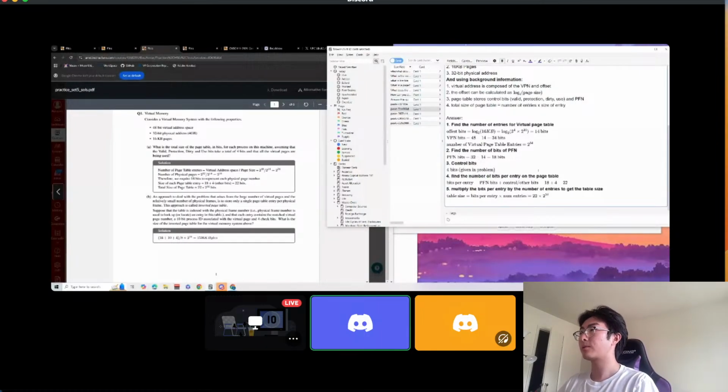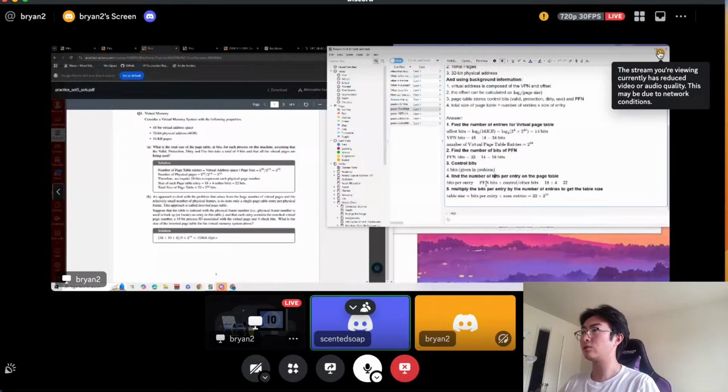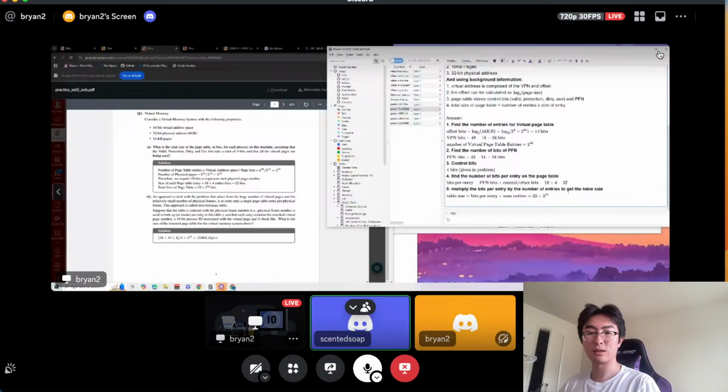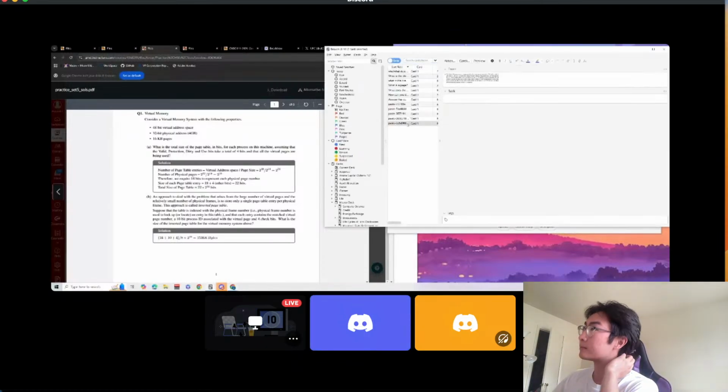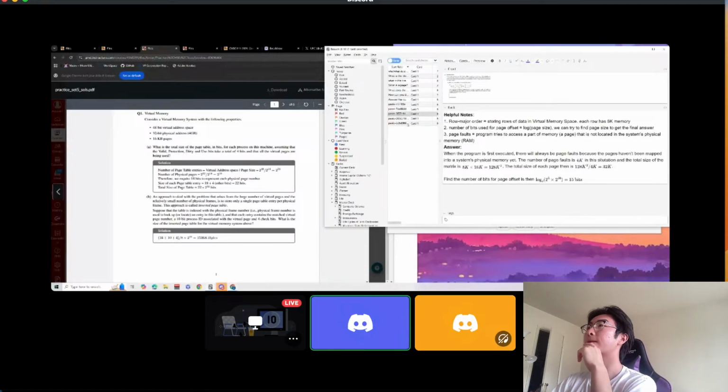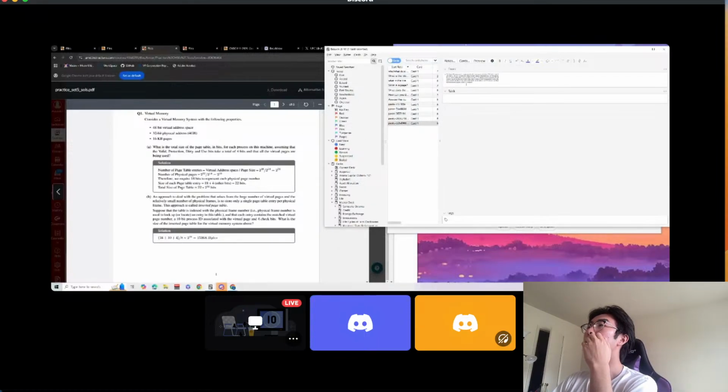So we found the number of bits per entry on the page table, which is going to be the physical frame number bits plus control and other bits, which is equal to 18 plus 4. That gives us 22. And then we multiply the bits per entry by the number of entries to get the table size. Okay, that's good, that's good. All right, so question, did we skip C? Okay, I think we did.